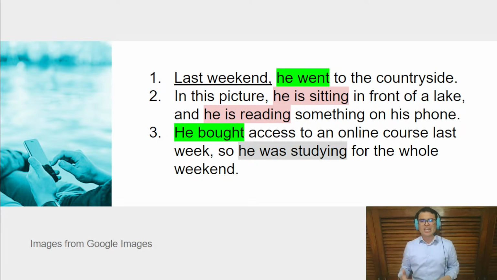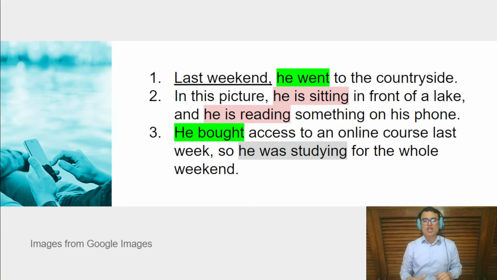In this picture, he's sitting in front of a lake and he's reading something on his phone. He subject, verb to be is, sitting, the verb in ing. Next, he subject, is verb to be, reading, the verb in ing. He is sitting, he is reading. Amazing. All right, present continuous to describe what is happening at the moment in the picture. Next, he bought, simple past. He bought access to an online course last week. Last week is your time expression. That's why the action is in the simple past in green.